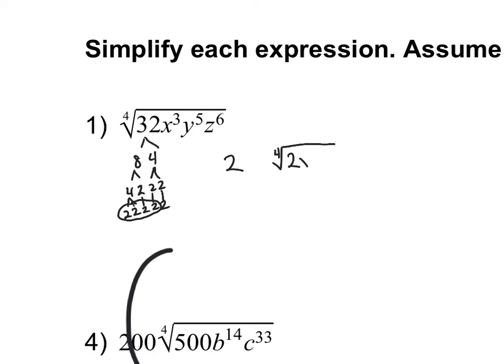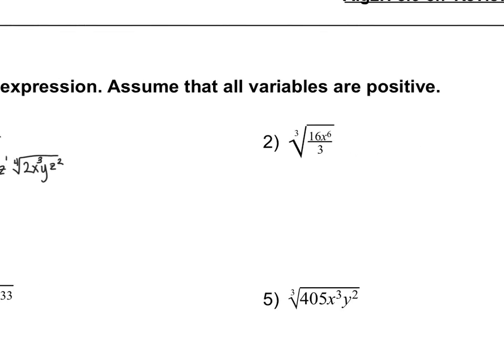x cubed can't be divided by 4. y to the 5th I'm going to break down to y to the 4th and y to the 1st. So 4 divided by 4 is y to the first power. The y to the 1 stays in. I'm going to break down z to the 6th to be z to the fourth and z squared. So z to the fourth, z comes out as the power of 1, and z squared stays inside. So 2yz, fourth root of 2x cubed yz squared.